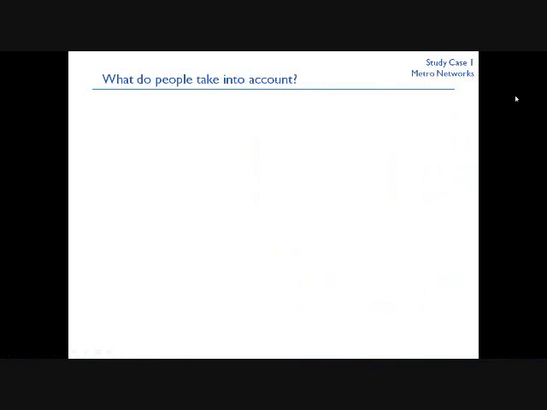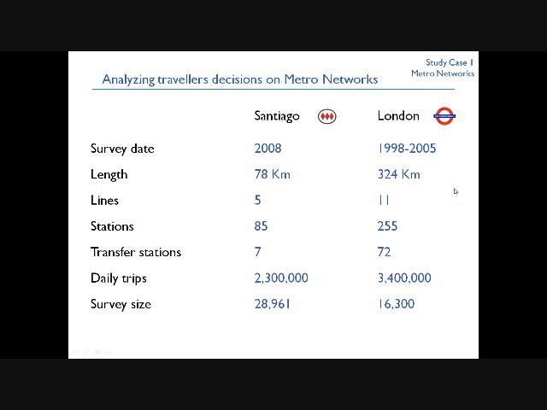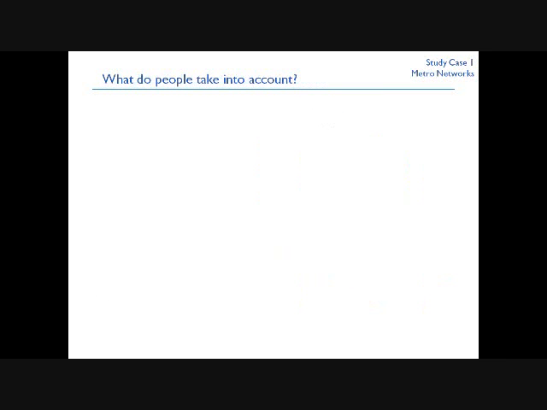So what we did is to analyze the decisions of metro travelers in Santiago and London. We used two surveys of almost 29,000 respondents in the case of Santiago and 16,000 respondents in the case of London. London, of course, is a much bigger city with a high population, a much bigger network. So it would be interesting to analyze these two different networks in terms of size, at least.